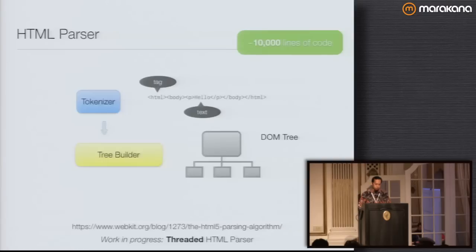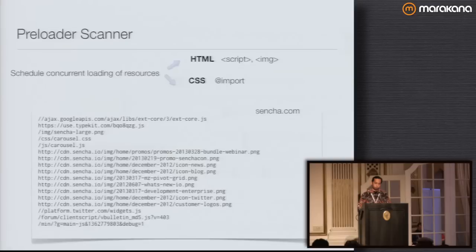New in WebKit is the threaded HTML parser, which means that when it parses your HTML document, it does it in a different thread, so it won't block your UI. This is quite important on mobile devices with limited resources.